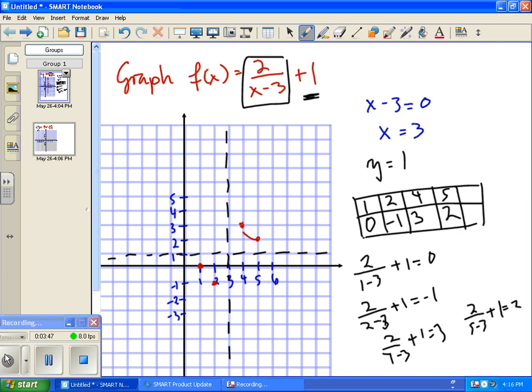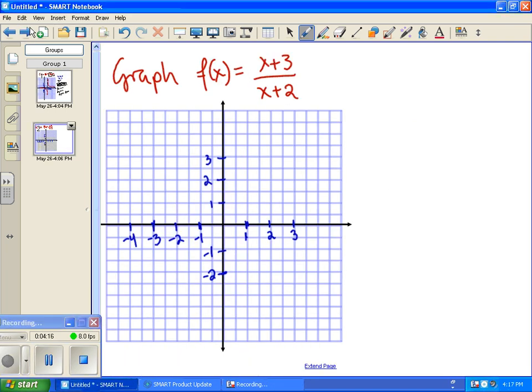So as we connect these, the graph is going to approach our asymptotes and continue, but it doesn't cross it. And the same way on the other 2 points, you connect them, and your graph goes through those points and approaches the asymptotes, but doesn't cross them. So here's our graph for f of x equals 2 over x minus 3 plus 1.